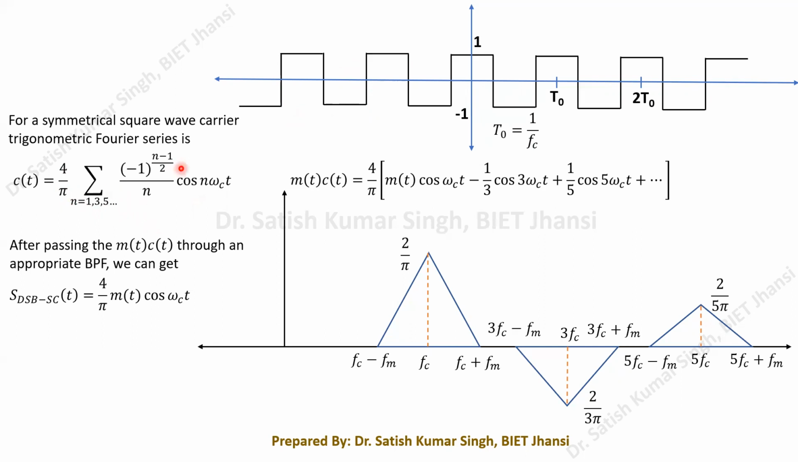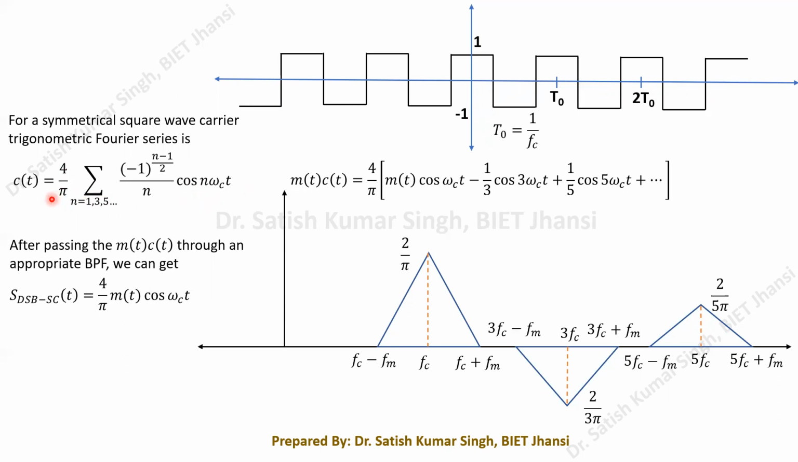Then it takes the form (-1) to the power (n minus 1) by 2, divided by n, cos n omega c t. When you substitute n equals 1, it will be our fundamental frequency omega c, and then it will be 3 omega c, 5 omega c, and so on. So this is our c(t).